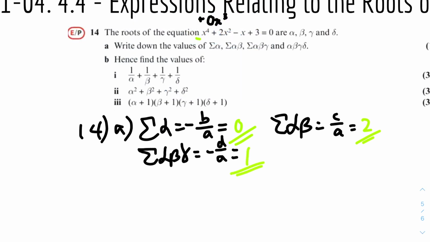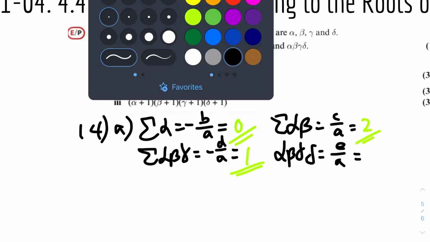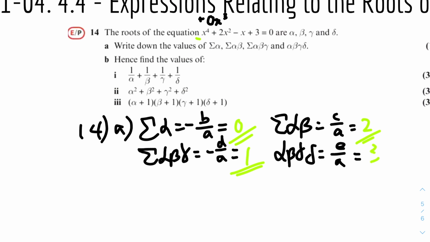And lastly, the expression alpha beta gamma delta is equal to e over a, and e is 3 and a is 1, so it's just equal to 3, like so, 3.